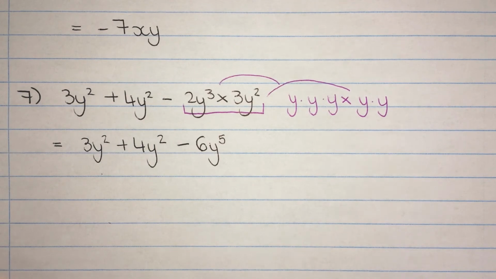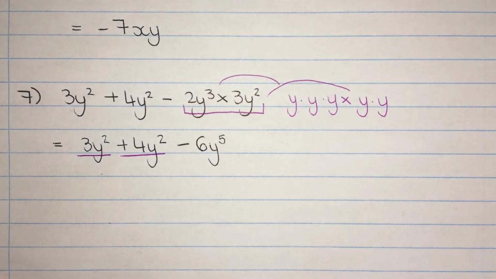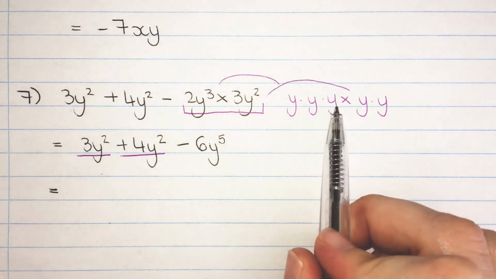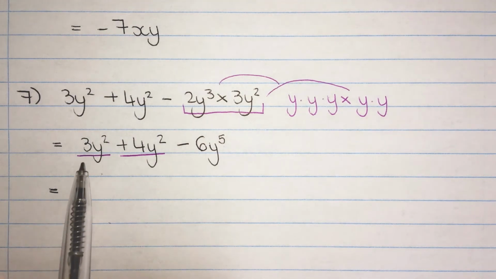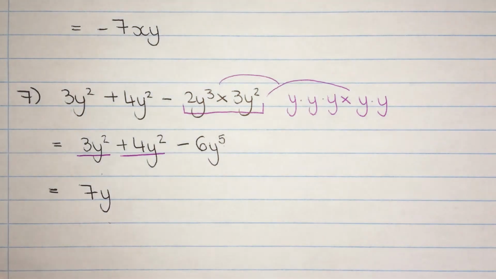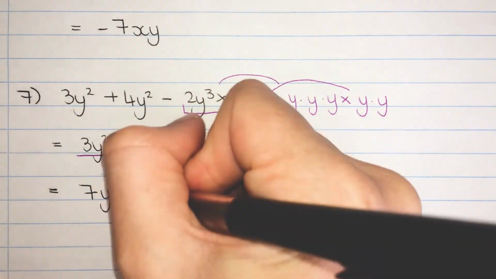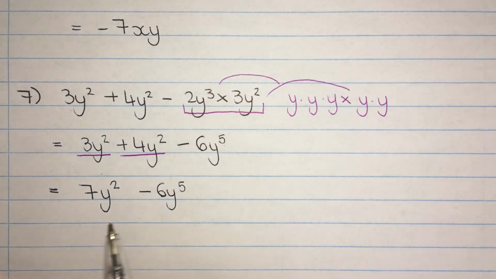Now we look for like terms. So over here we have 3y squared plus 4y squared minus 6y to the 5. That one is not the same as the others because the exponents are different. Again, remember, we only change the exponents when we are multiplying. When we're adding and subtracting, the exponents will not change. So here, 3 plus 4 is 7, and the variable is going to stay the same as y squared minus 6y to the power of 5. We could not go any further because these are not like terms, and that is our final answer.